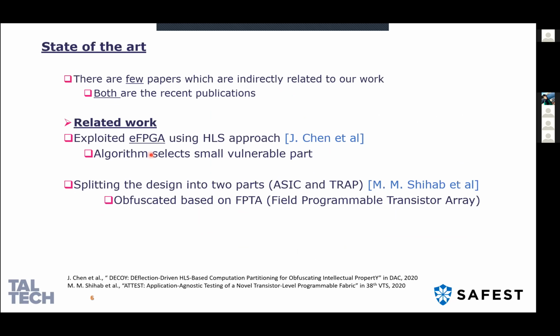Concerning the state of the art, there are a few papers which are indirectly related to our work, shown at the bottom of this slide. Regarding the first paper, the authors exploited embedded FPGA using an HLS approach to obfuscate the design. They proposed an algorithm which selects the most vulnerable part to be placed on the embedded FPGA, and they try to keep it as small as possible so that they do not lose performance.